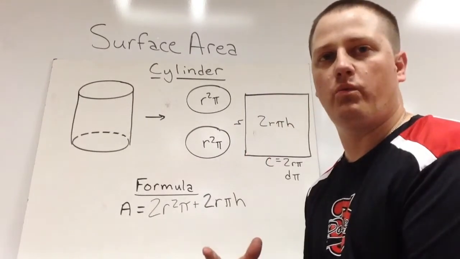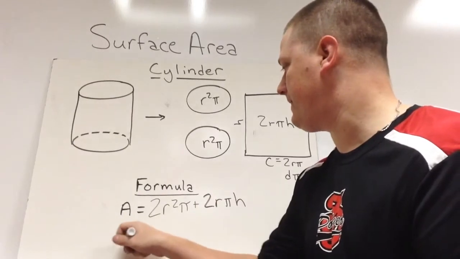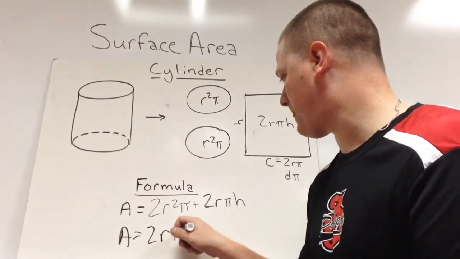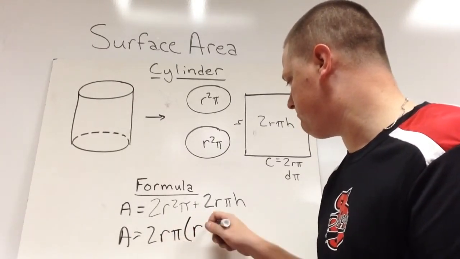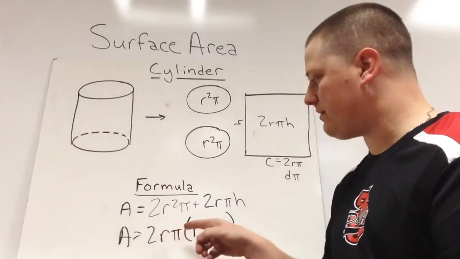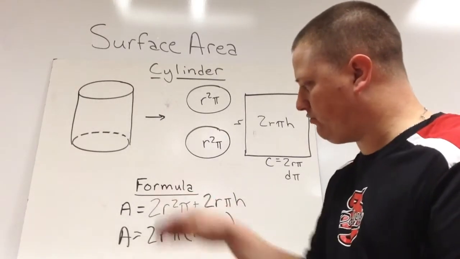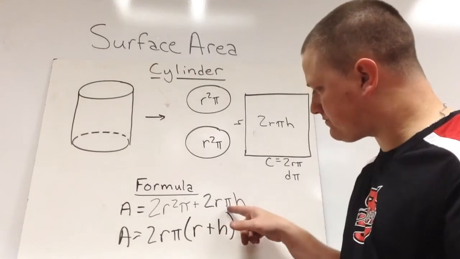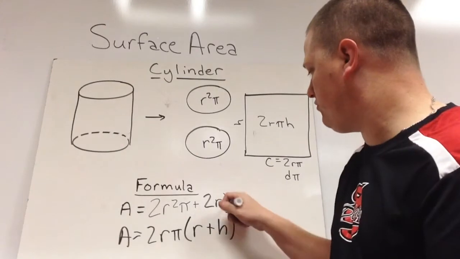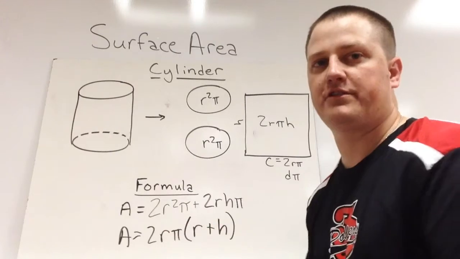Then using an algebra term of factoring, we can also write this as 2r pi times the sum of r and h. So we've got 2 methods of writing this. And some people also like to write this one up here as 2rh pi. Alright, that's surface area of a cylinder.